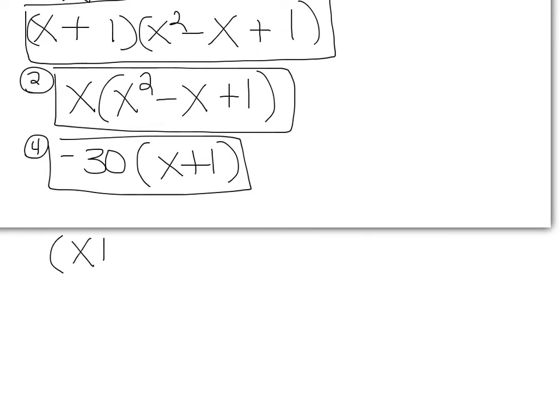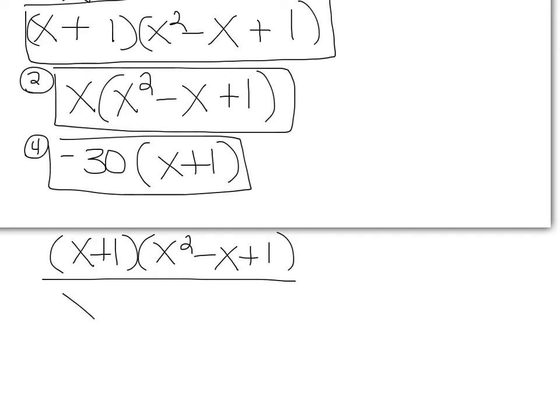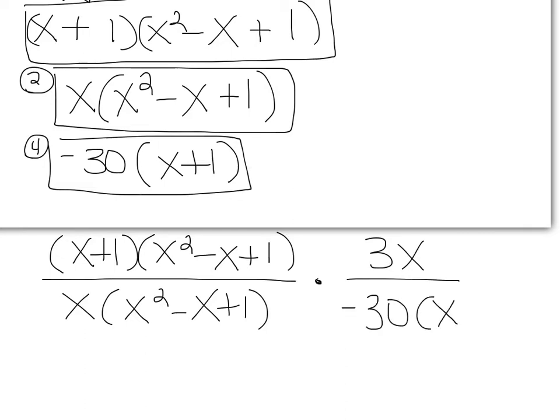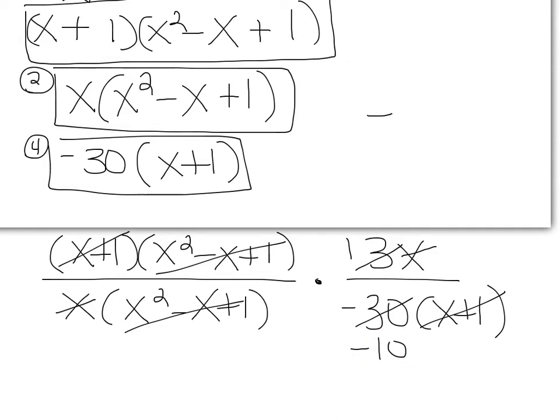So I have (x plus 1) times (x squared minus x plus 1) over x times (x squared minus x plus 1) times 3x over negative 30 times (x plus 1). So let's see what cancels. The x plus 1s, the x squared minus x plus 1s, this x and this x, and then you can reduce 3 and negative 30 to 1 and negative 10, because they're both divisible by 3. So all you're left with is your 1 in your numerator and your negative 10 in your denominator. So your answer is negative 1/10.